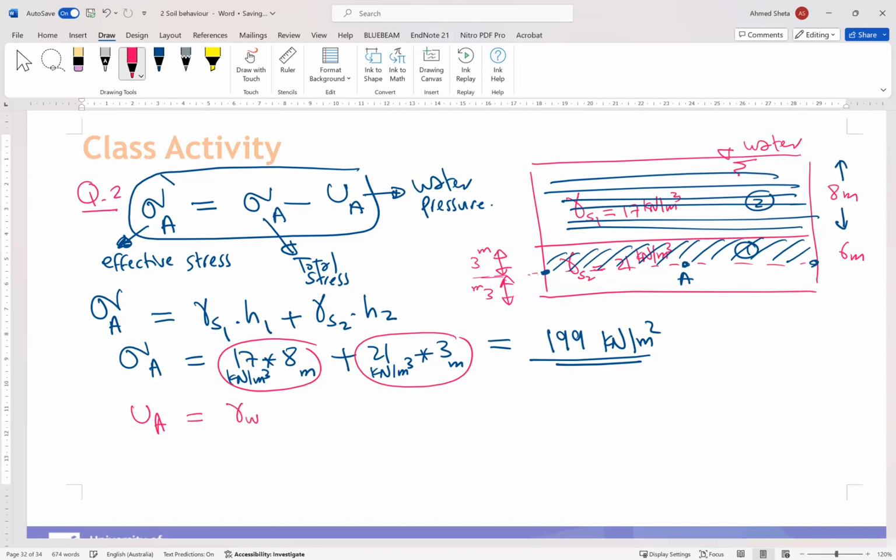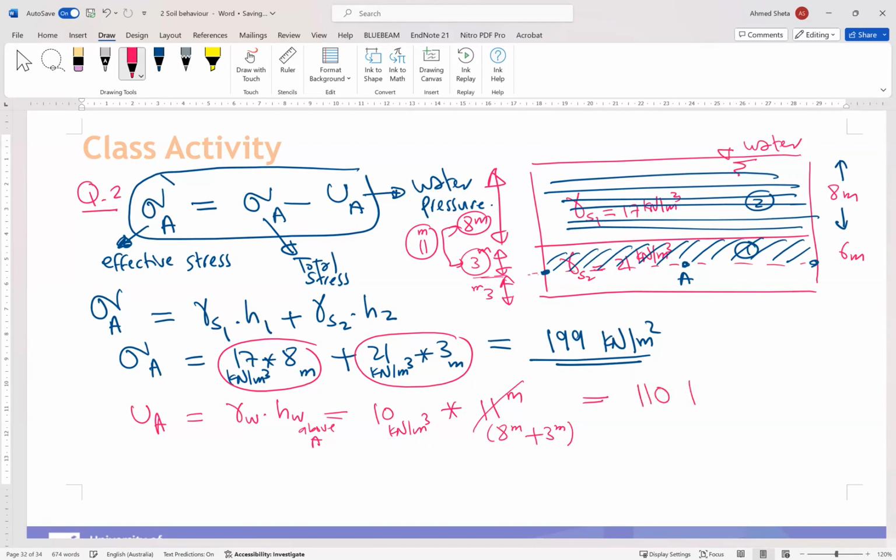u_A is gamma water times the water height above A. So above A, how much is the water height? 3 meter plus 8 meter, so it will be a total of 11 meter. So it will be gamma water, 10 kilonewton per cubic meter, times 11 meter. This 11 meter comes from 8 meter plus 3 meter. So this is equal to 110 kilonewton per square meter.